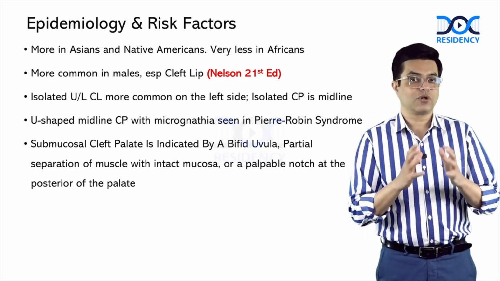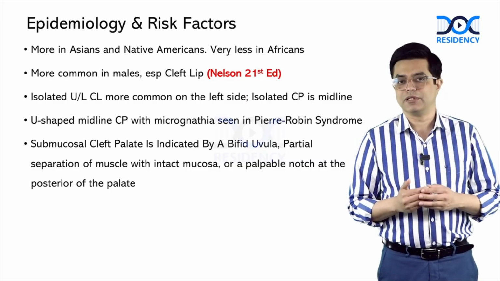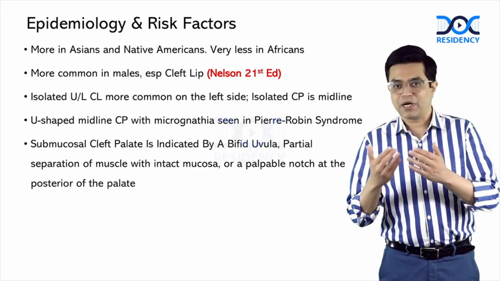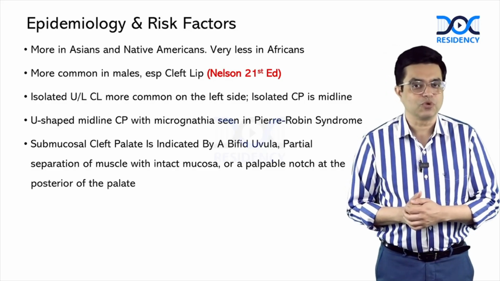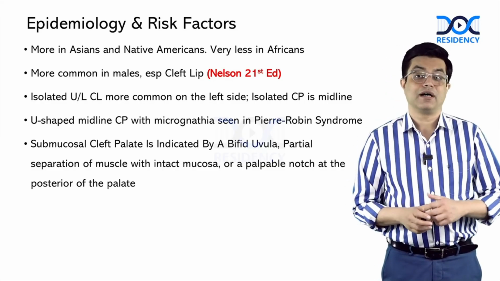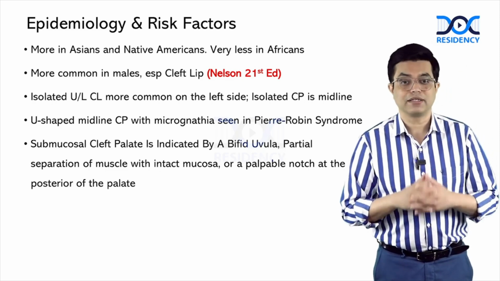There is another defect called submucosal cleft palate, which is not overtly visible, but it is indicated by a bifid uvula. Sometimes partial separation of the muscle with intact mucosa or a palpable notch at the posterior part of the palate are other clues that the patient is having a submucosal cleft palate.